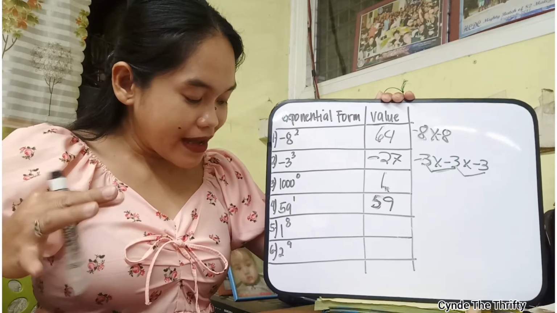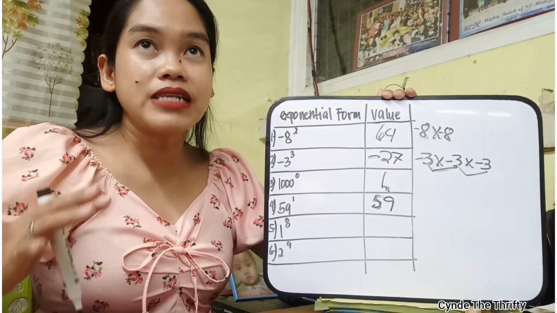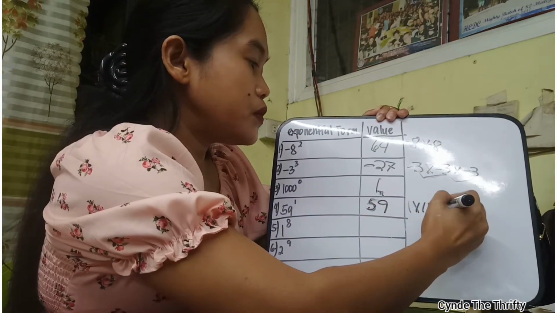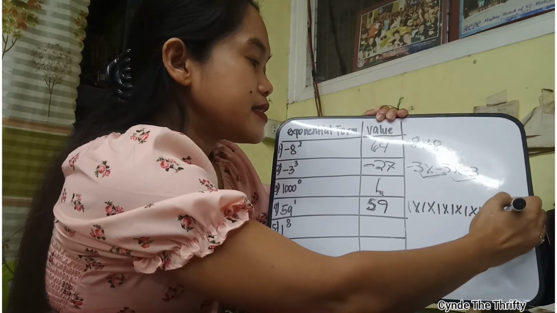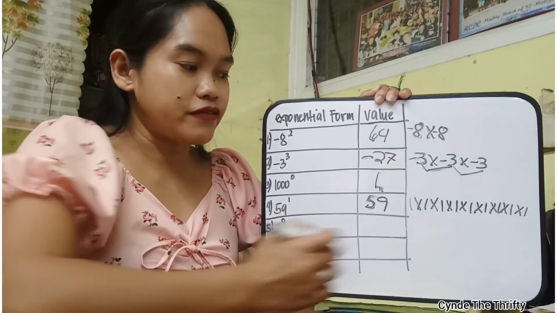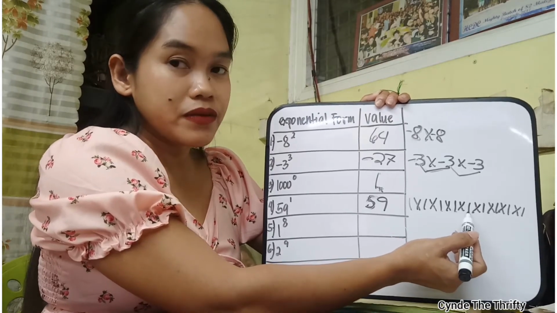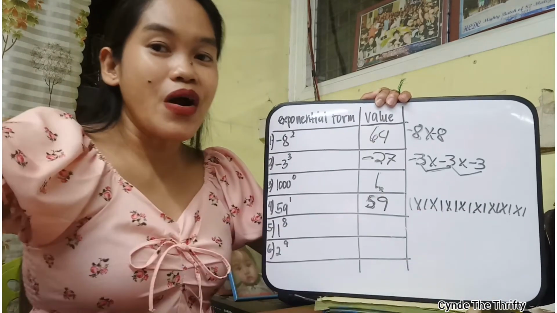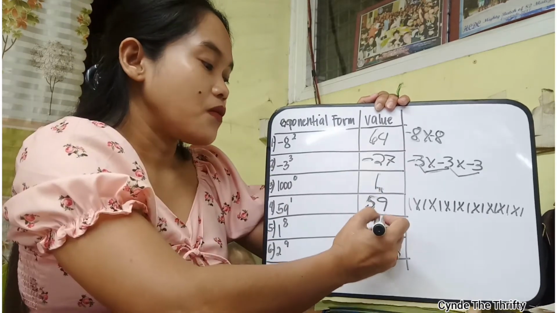So, next, number 5 is 1 raised to the power of 8. Or si 1, i-multiply natin sa kanyang sarili ng 8 times. So, 1 times 1, 2, 3, 4, 5, 6, 7, 8. So, ito yung factored form niya ha. Sa gilid is ito yung kanyang factored form. So, 1 times 1 equals 1, times 1 equals 1, and so on. So, 1 raised to the power of 8, ang kanyang value still 1.